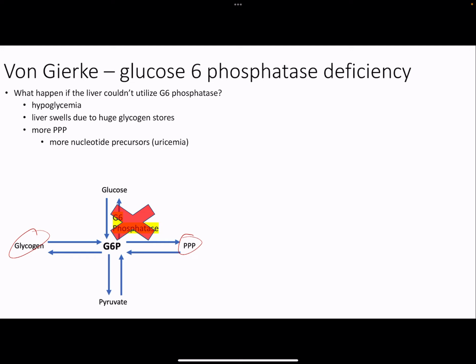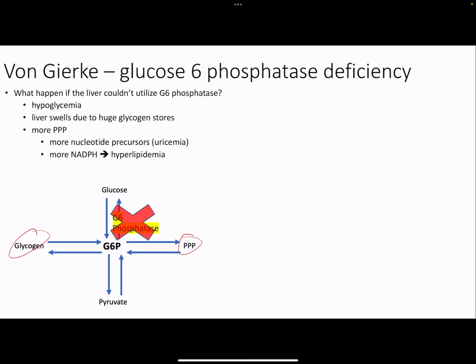If you have too many nucleotides, you can have too much uric acid from uracil, and this causes gout. So uricemia can be a thing, and you're peeing out the uric acid and cause gout, things like that. You're also making more NADPH, so you're also making more lipids, more cholesterol, more fats.